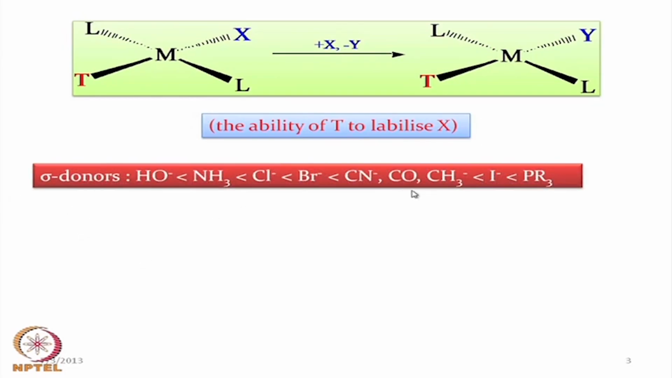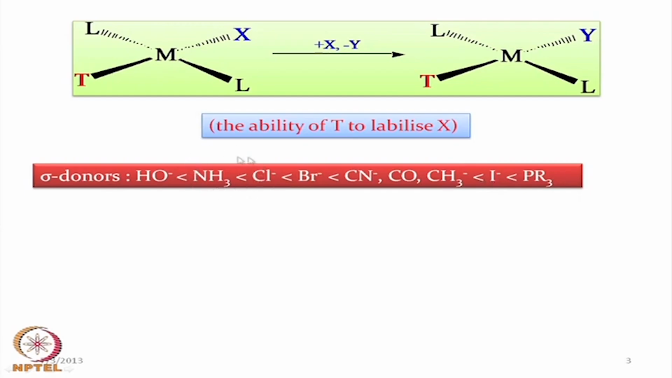So, the way we know the sigma donor ability of the groups in the spectrochemical series, during the framing of the spectrochemical series we have seen that we can arrange the sigma donor ability of the ligands, which is higher for PR3, the trialkyl phosphine, and less for the hydroxide ion. Then ammonia is greater, then Cl minus is higher than ammonia, then bromide, then cyanide, then carbon monoxide, then methide ion and the iodide ion.